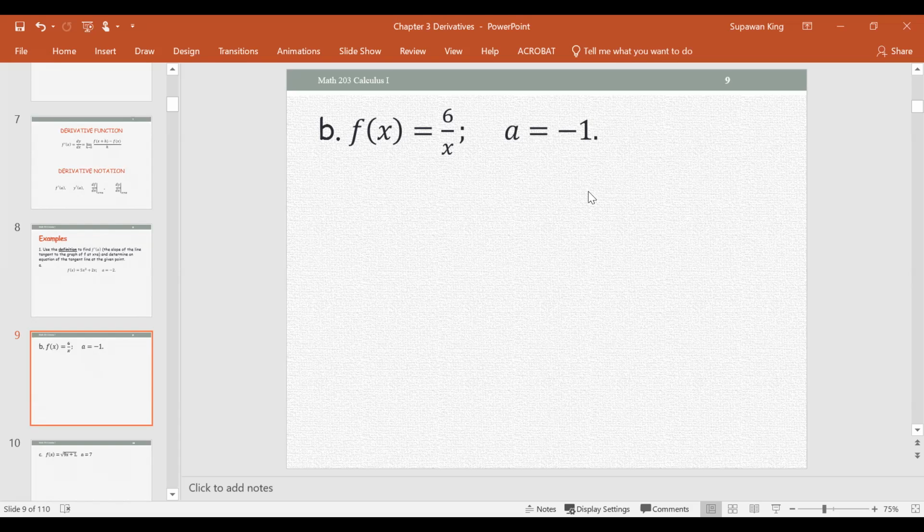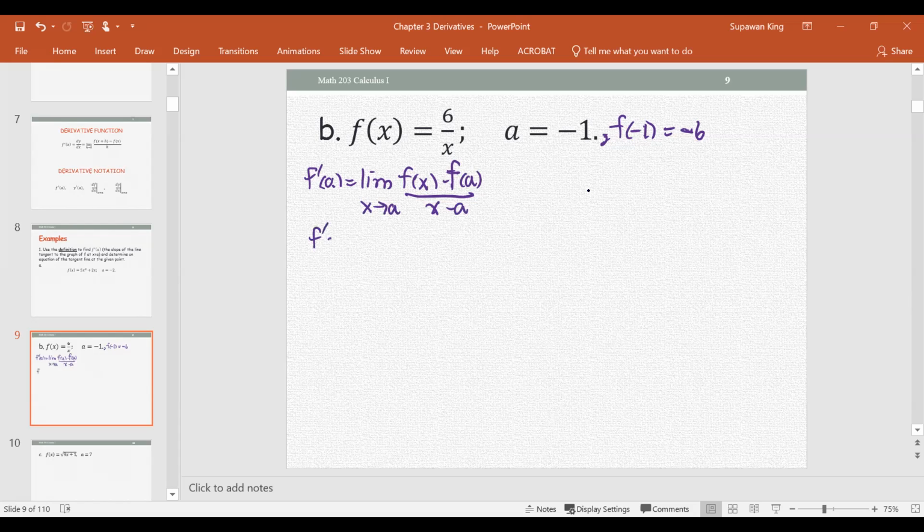f of x equals 6 over x for part b, and a equals -1. We're going to need f at a, which is f at -1, to give us -6. By the definition, f prime at a equals the limit of f of x minus f at a divided by x minus a as x approaches a.